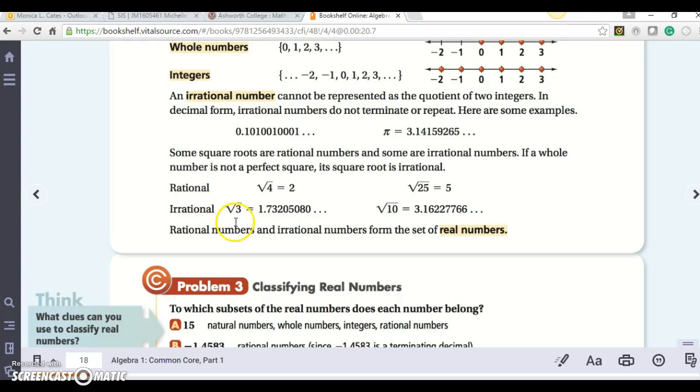An irrational number would be the square root of 3. So you see it's not repeating and it's different and it keeps going. Square root of 10 also does not repeat, and it does not terminate. Rational numbers and irrational numbers form the set of real numbers. So all the rational numbers and irrational numbers together make up what we call real numbers.